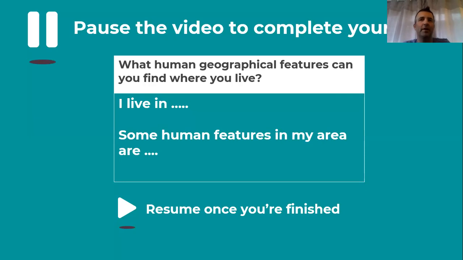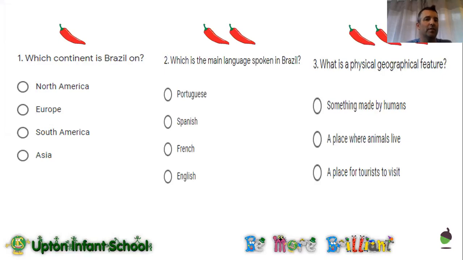Well done, everybody. I'm sure you came up with some fantastic sentences. So now we've thought about the physical features and the human features that can be found in both Brazil and in our local area in the UK. Now we're going to finish with a quick quiz to see if you can remember some of the things that we've learnt today. So let's have a look at some of these questions.